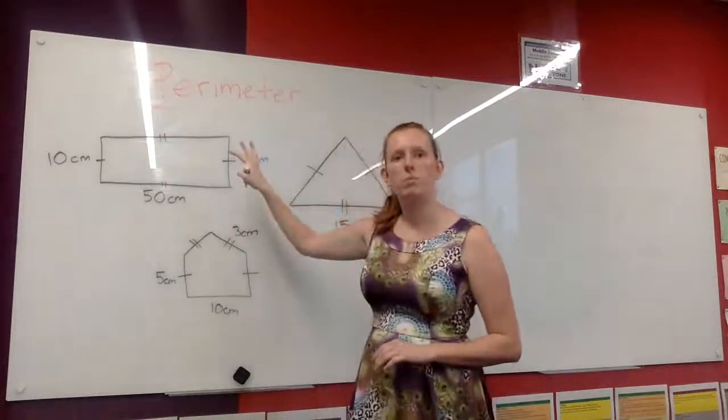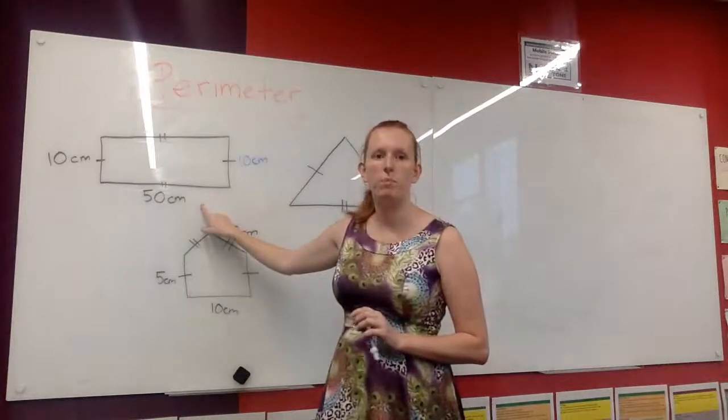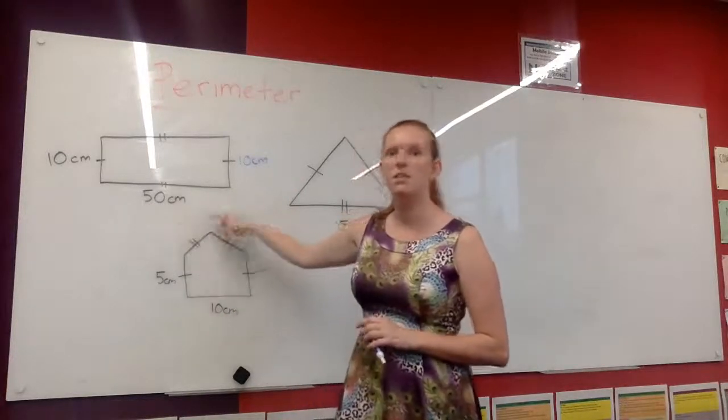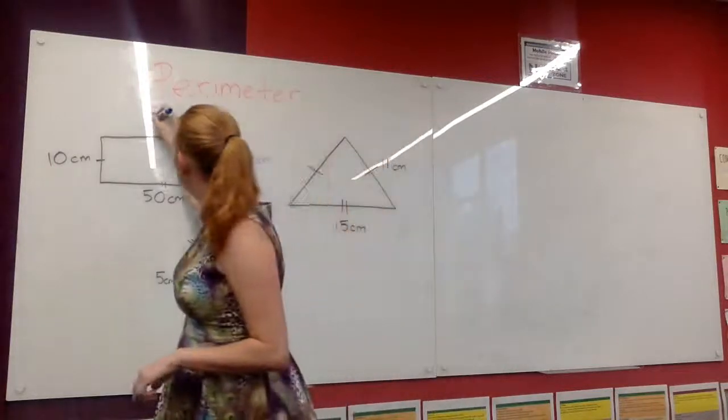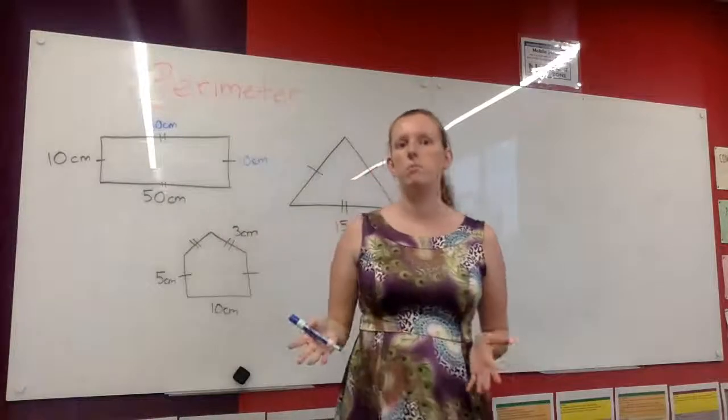Same deal for the top. The top doesn't have a length written on it, but it has the same marking as the length down the bottom. So that says 50 centimeters. So we're going to go ahead and write that up the top as well. So 50 centimeters. Now, how do we calculate perimeter?